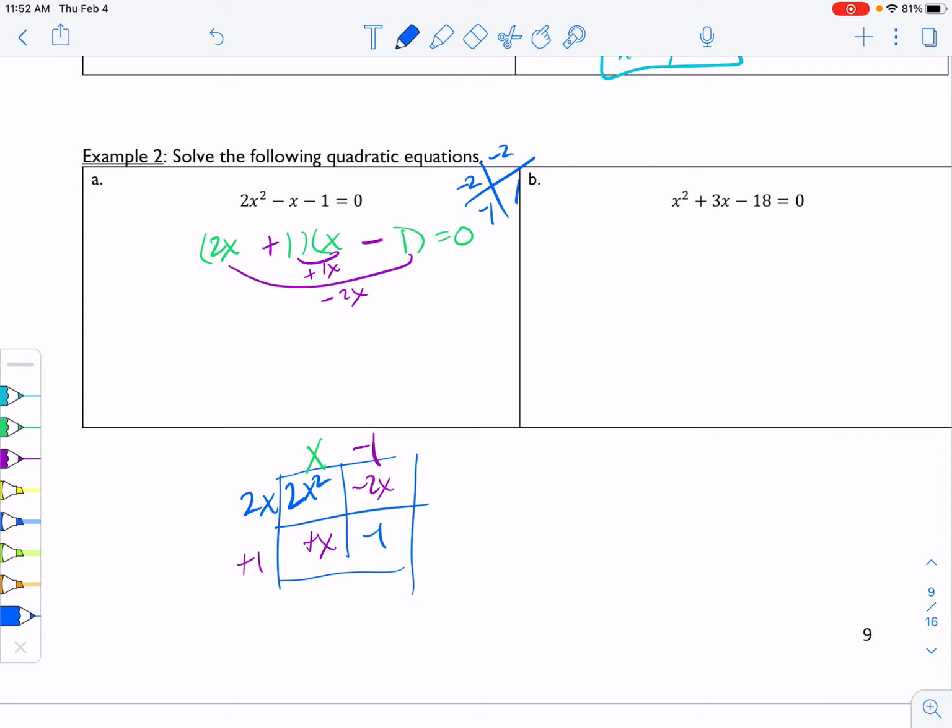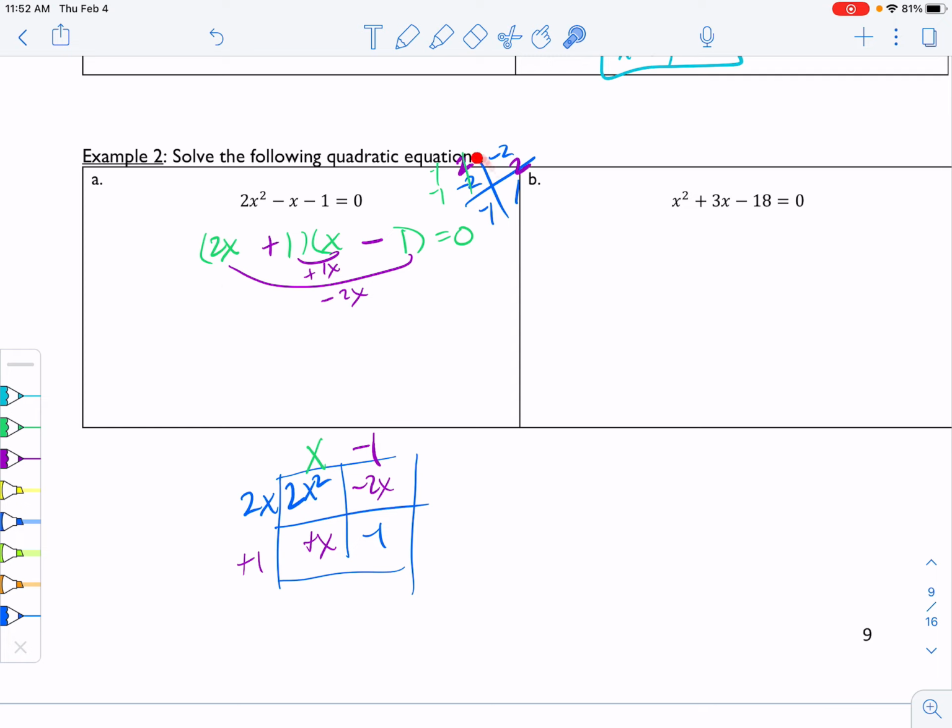If you're doing the payback method, where you pay back the 2's and then you reduce, so this gives you 1 and negative 1, and then you got 2x plus 1. So you'll do 2x plus 1 and x minus 1 equals 0. Okay? Now, when you're showing your work, you have to show me your factored form and then your answer.